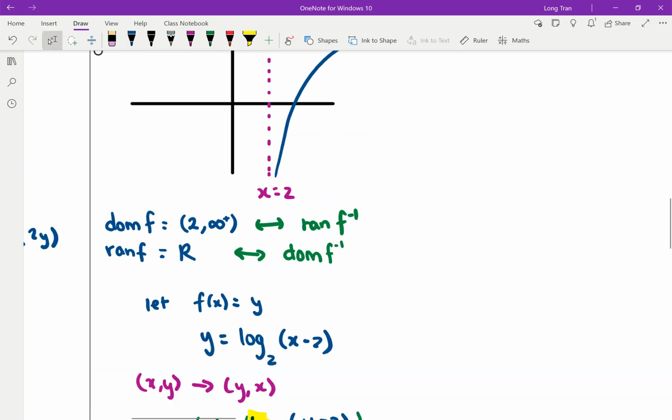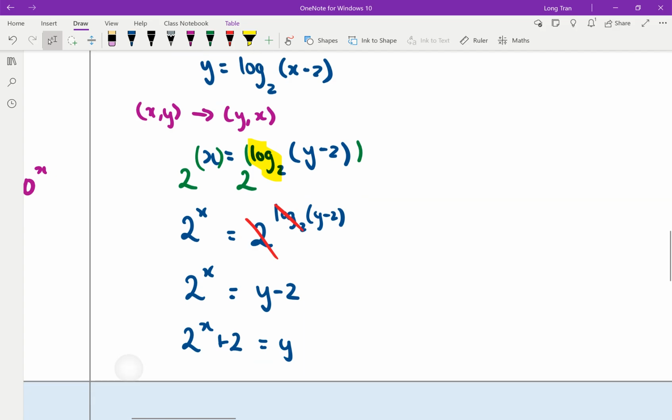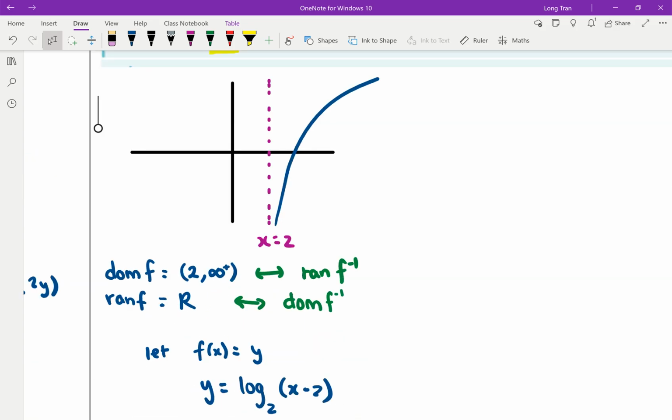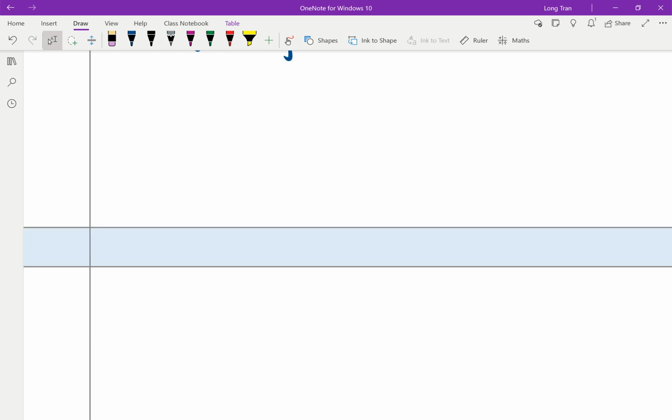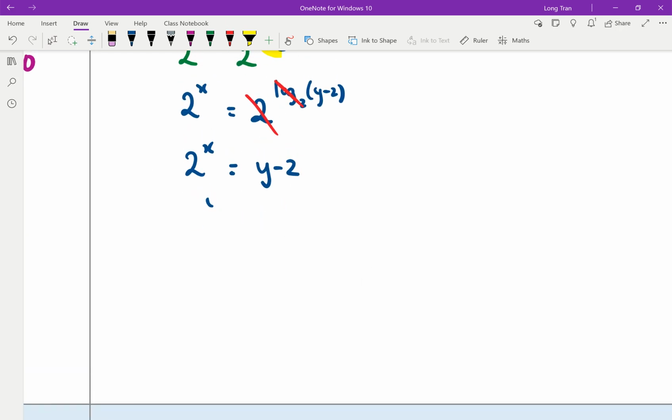I'm running out of space, so I'm going to press enter a couple of times to move it down. Here we go. Let's move it down a bit just to give me a few more lines. So I'll write that again.